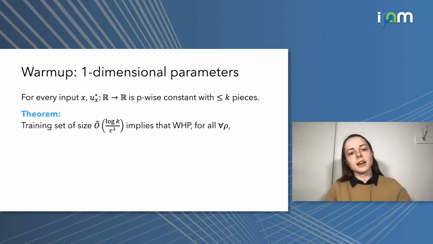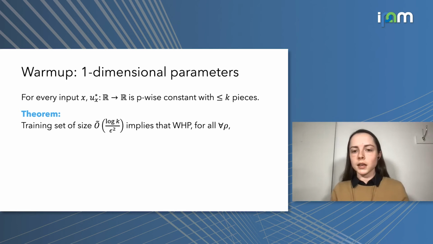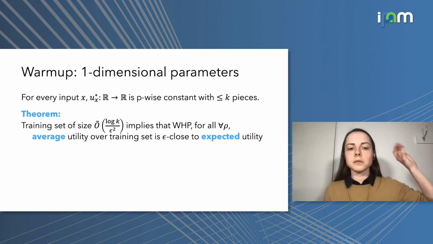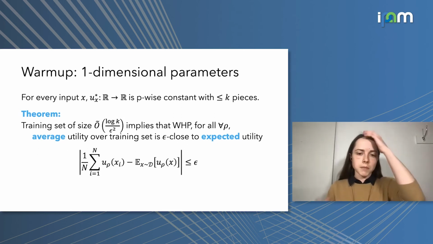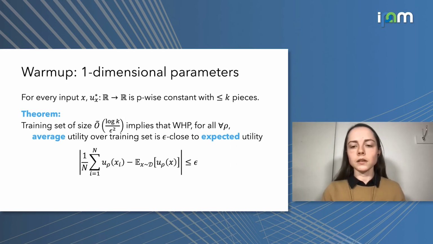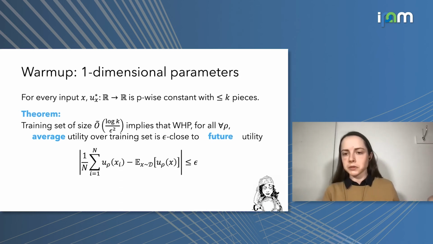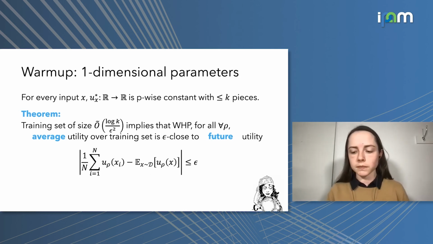So we prove that a training set of size log k over epsilon squared implies that with high probability, for any choice of this parameter setting, the algorithm's average utility over the training set is going to be epsilon close to its expected utility. And I've just written that mathematically here. Basically what this is saying is that so long as you have only a few samples, you can guarantee that the algorithm's average utility over the training set will be indicative of its future utility on problems from the same application, but which aren't already in the training set.